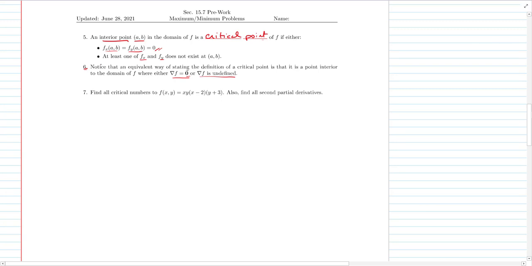Okay, so basically, like we were doing in Calc 1, when we go looking for our potential local maximums, local minimums, and saddle points, we're going to be looking at where our partial derivatives are 0. That's essentially what we're doing.